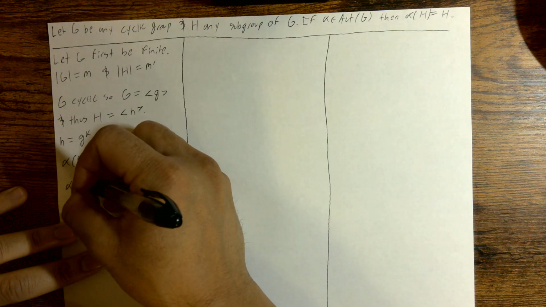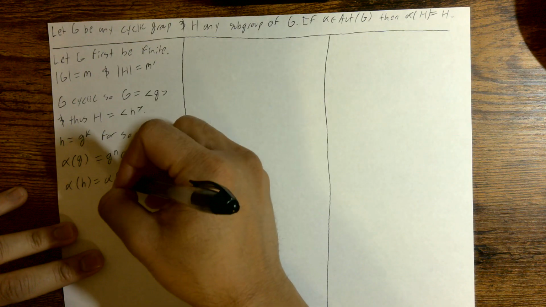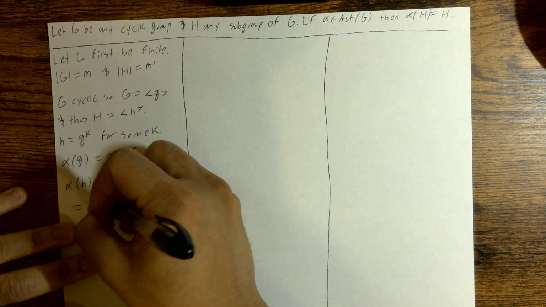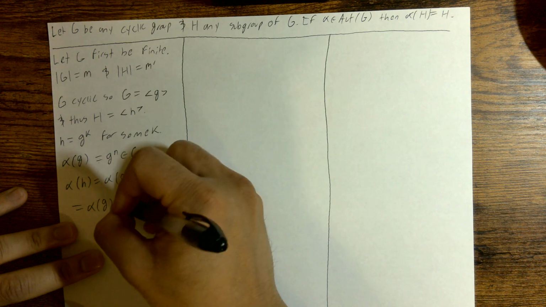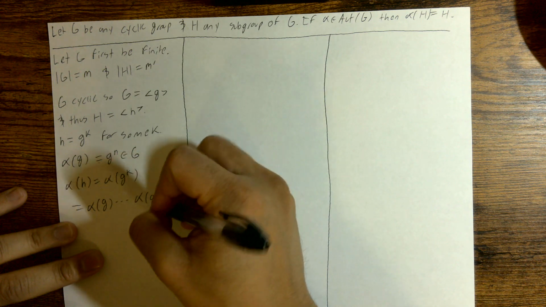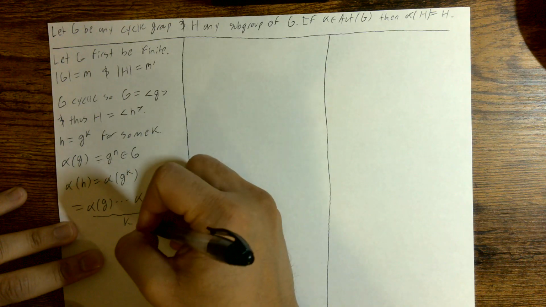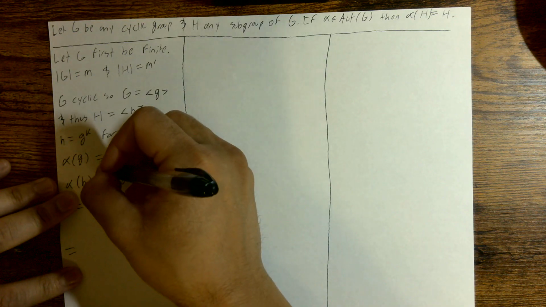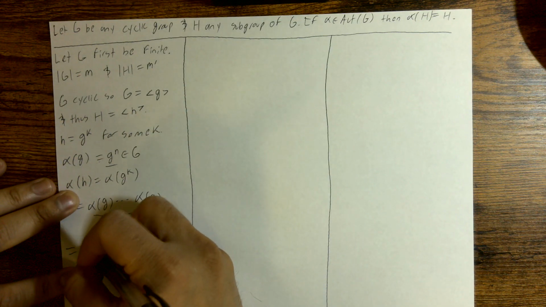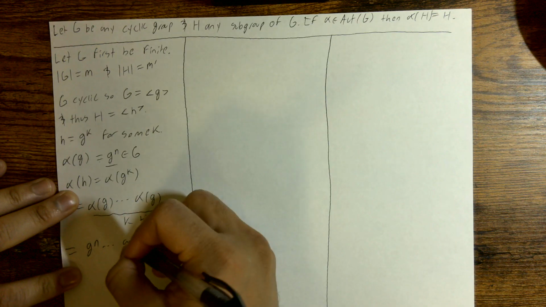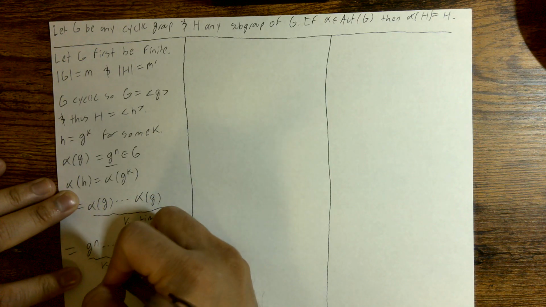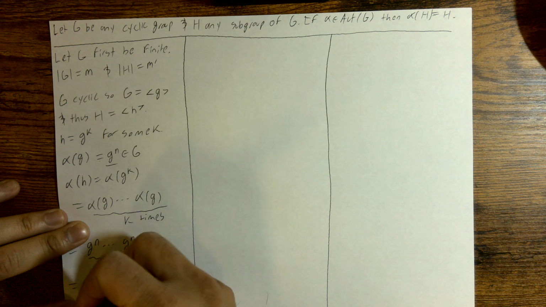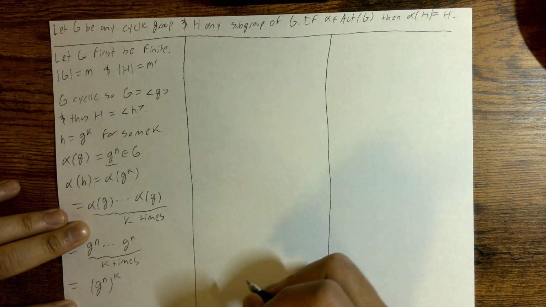We have alpha of h is equal to alpha of g to the k, which is equal to alpha of g applied k times, which is then equal to g to the n applied k times, which is g to the n to the k.